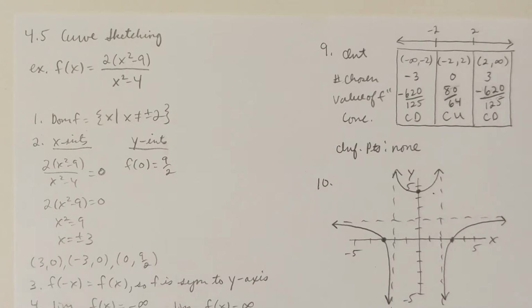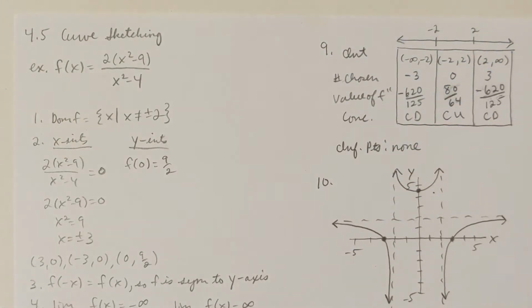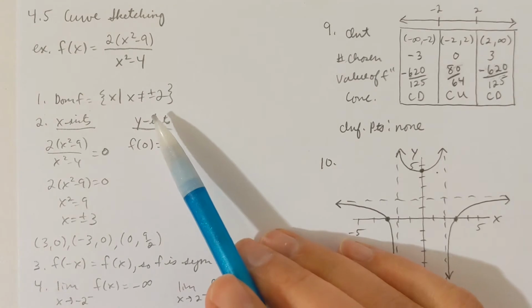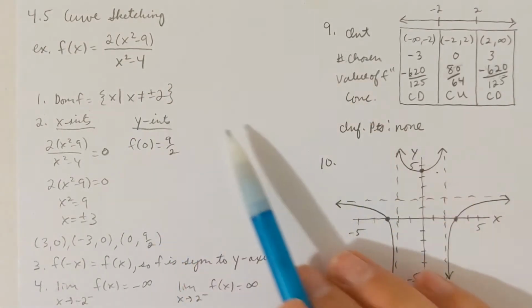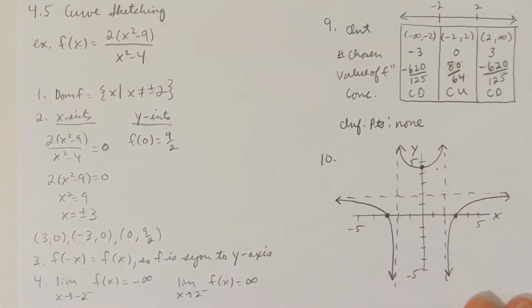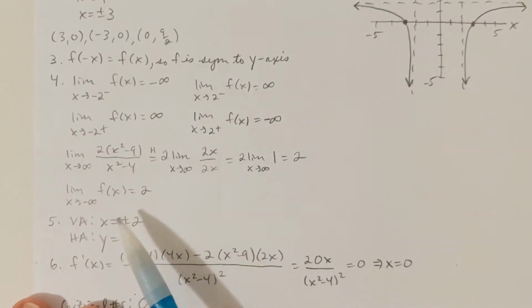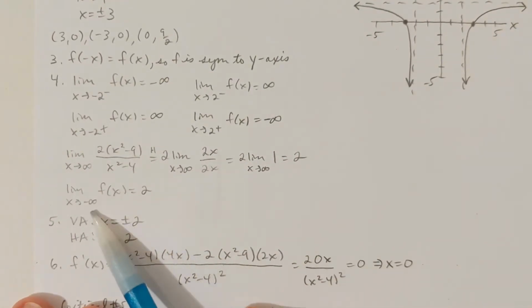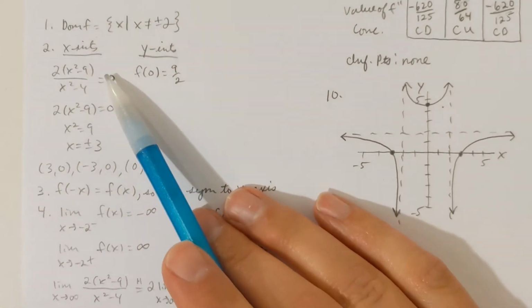Here's one example. I want to graph the function f of x, which is 2 times x squared minus 9 over x squared minus 4. I'll go through the list of steps here, and then I'll sketch a graph at the end. Step 1, we need the domain of the function. 2 and negative 2 would be a problem. I know I can't divide by 0, so I'll throw those numbers away. Because I'm throwing those numbers away, I know I'm going to have corresponding vertical asymptotes at x equals 2 and x equals negative 2. That's step 5. We'll get there later.